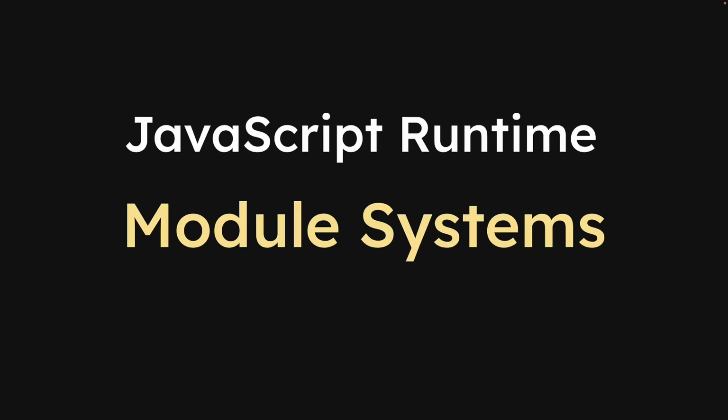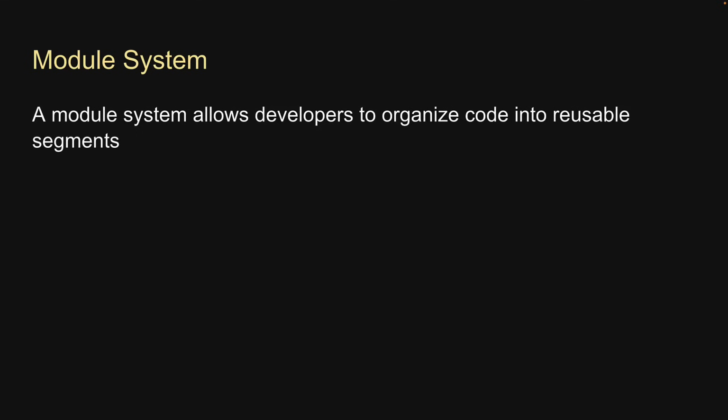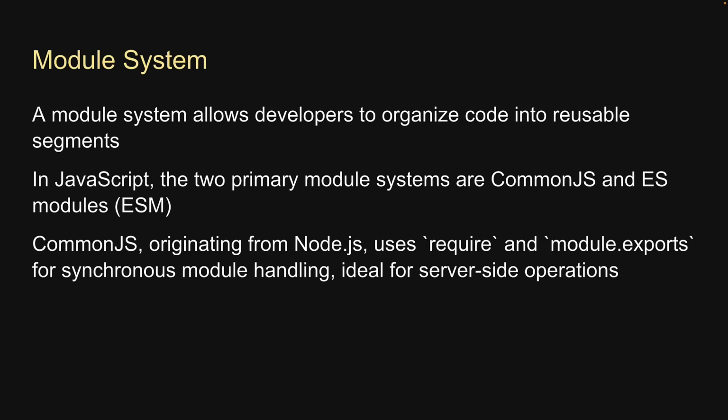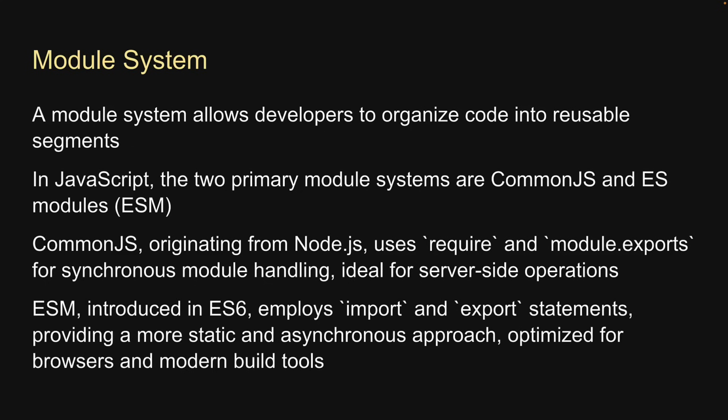Alright, for the third subtopic, let's talk about module system compatibility. A module system allows developers to organize code into reusable segments. In JavaScript, the two primary module systems are CommonJS and ES modules. CommonJS, originating from Node.js, uses require and module.exports for synchronous module handling, ideal for server-side operations.